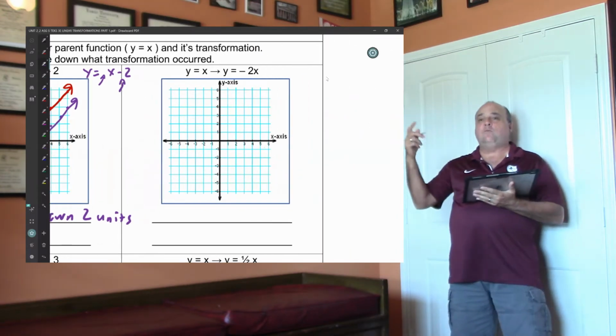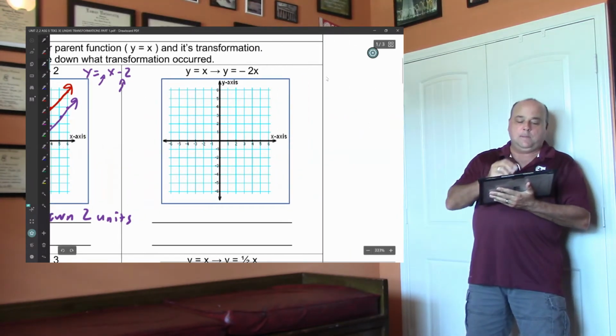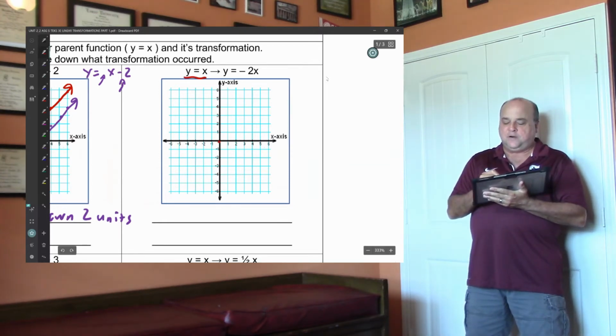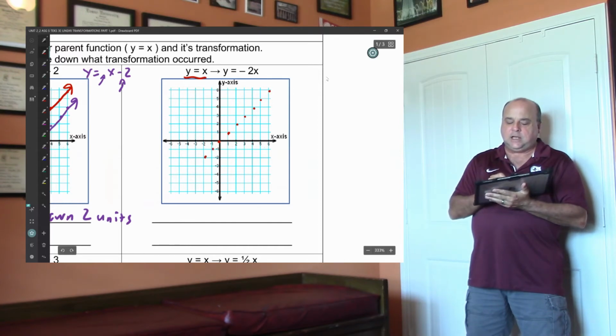On the next one, we have y equals negative 2x. Remember, the first thing you're going to do is draw the parent function. So the parent function goes through the origin, and the slope's 1. It basically cuts your xy coordinate in half. So this is our parent function.